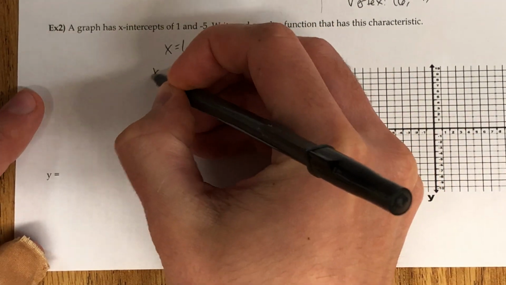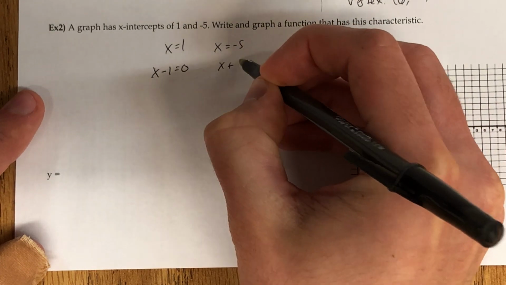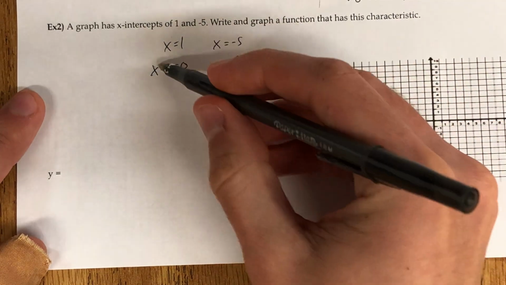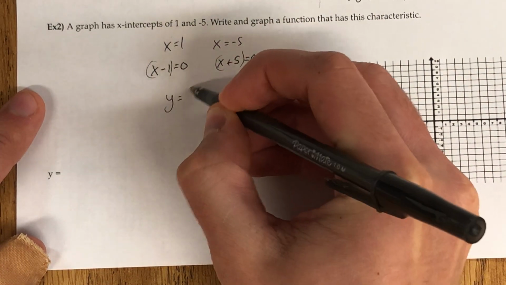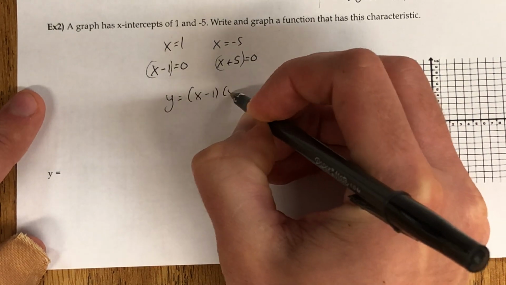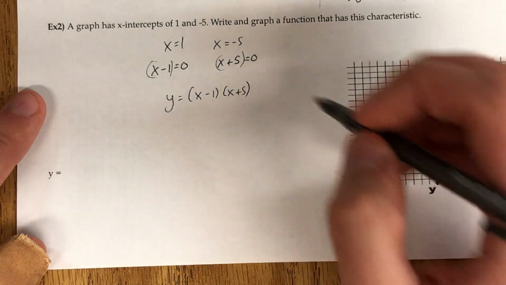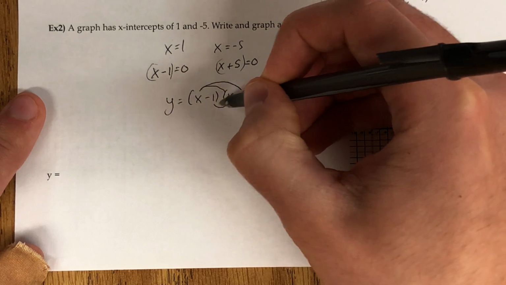So subtract 1 from both sides to get x minus 1 equals 0. Add 5 to both sides to get x plus 5 equals 0. These are our two factors now. So our function in factored form would be y equals (x minus 1) times (x plus 5). To write our function in standard form, which is what we want, we distribute and multiply out.